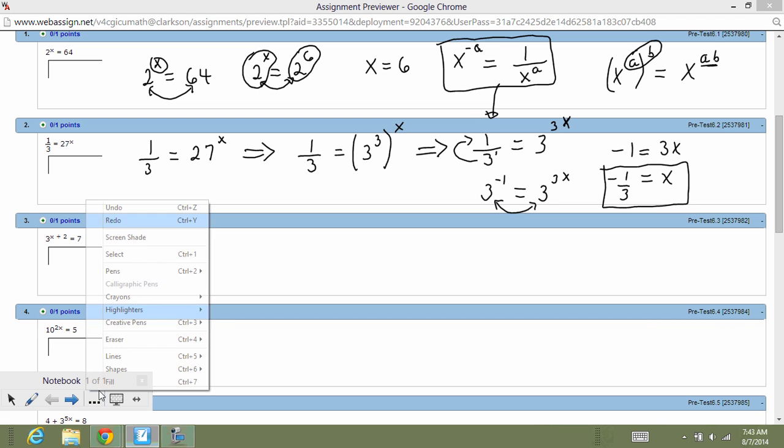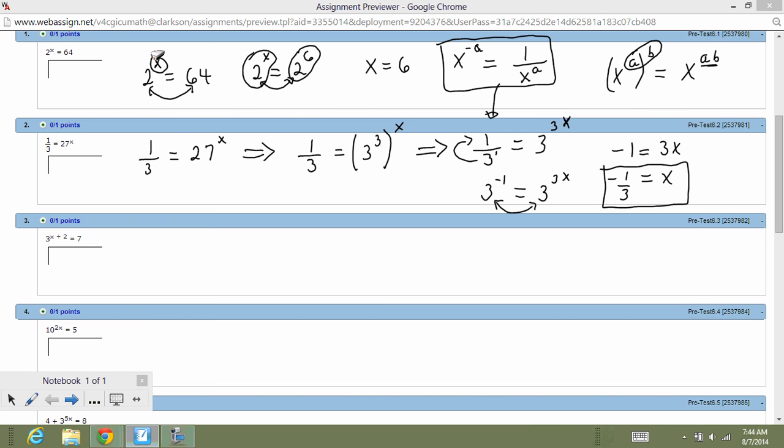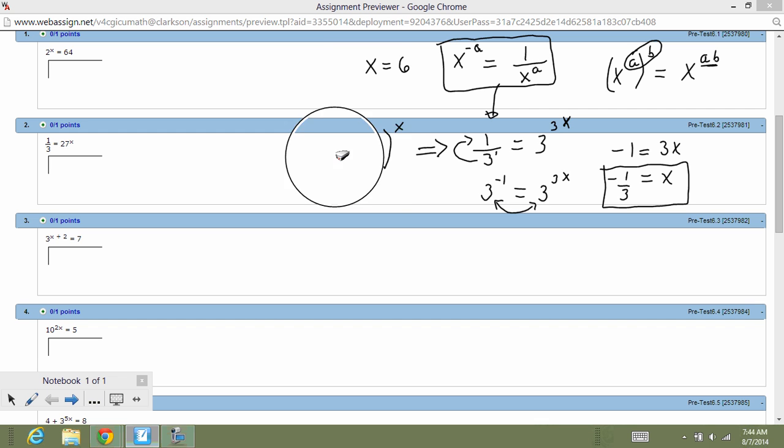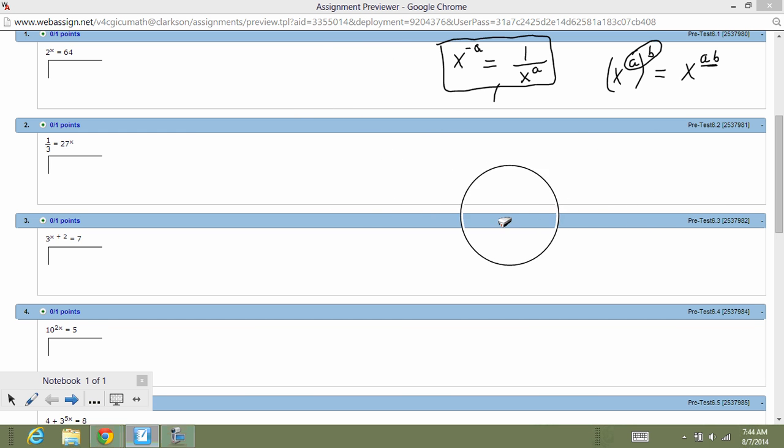Now, I'll make a little space and get rid of some of this, but I'm not going to get rid of all of it. I'm going to actually sort of leave these exponent laws up there.